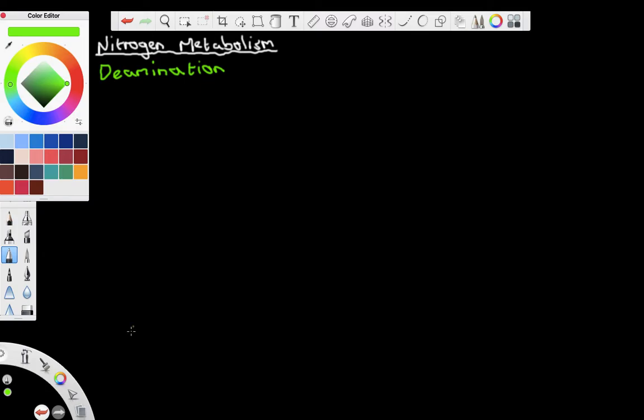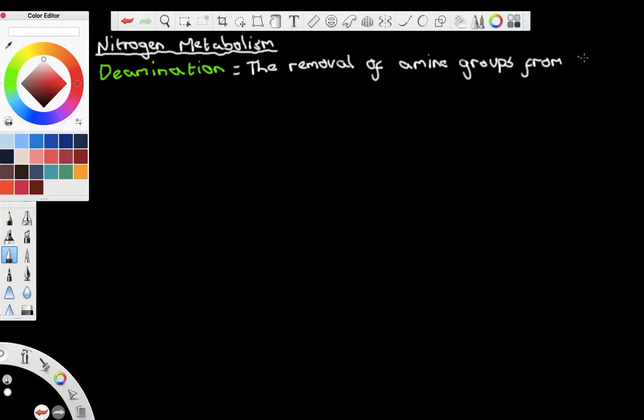Okay? So deamination is defined as the removal of amine groups from amino acids, or from excess amino acids, in the liver.